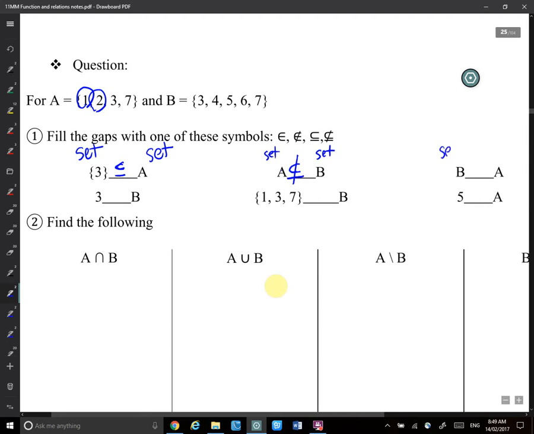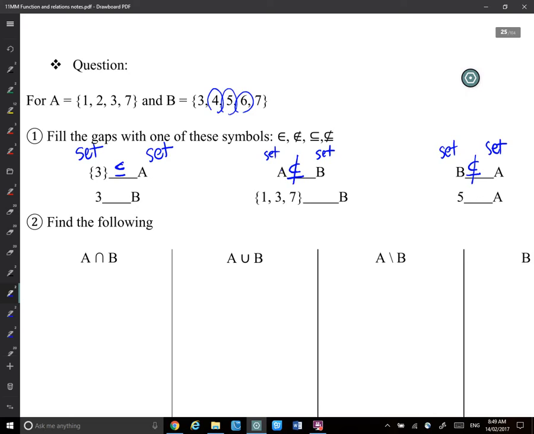For B and A, same thing. We have set and set. In set B, 3 is in A, 4 not in A, 5 not in A, 6 not in A. So we have elements not belongs to A. So it's a not contained relationship. B is not a subset of A.